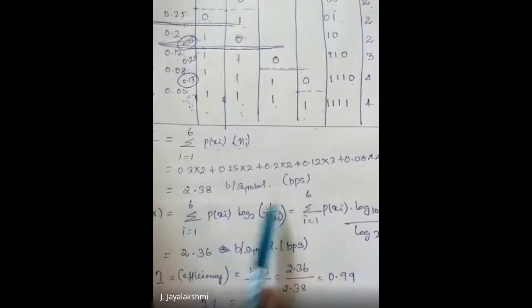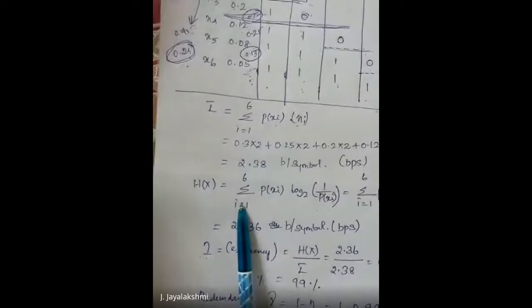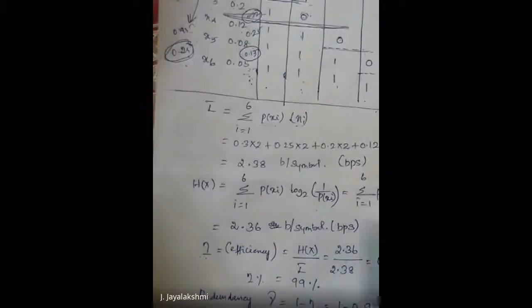So once you know the average length, find the entropy. The formula for entropy is the probability into log to the base 2 of 1 by probability. You have already done this in the calculation of the entropy in the first part of the first unit, while we calculated the mutual information and all. There itself we have done a problem. So make use of this formula for calculating the entropy.